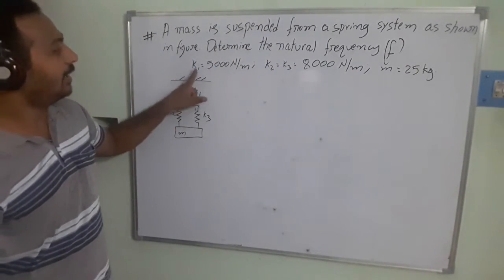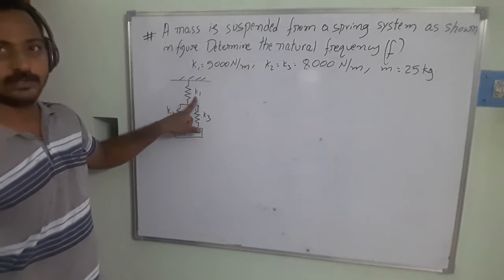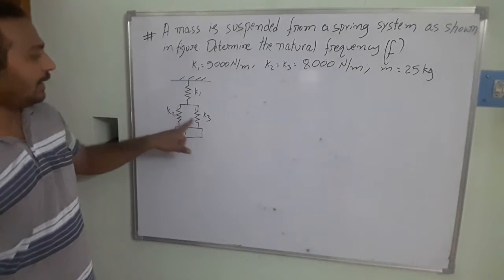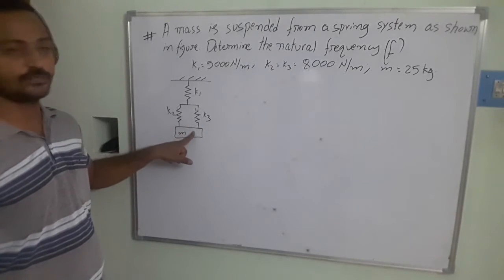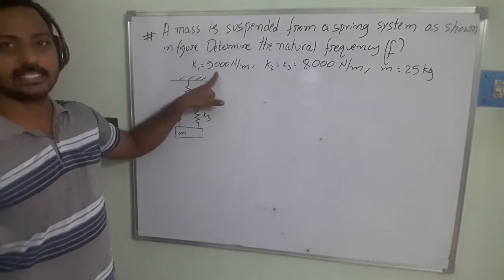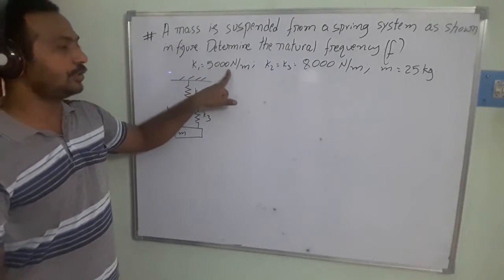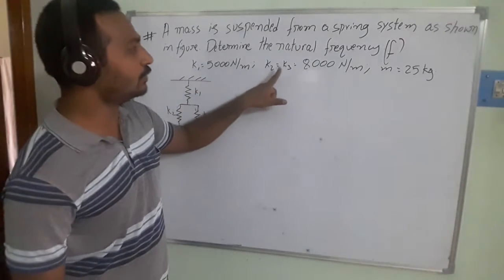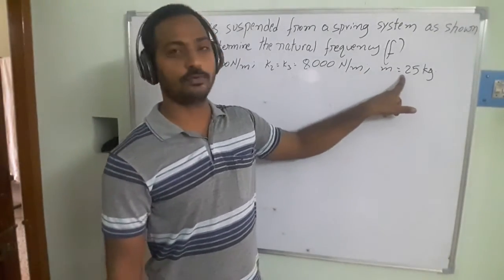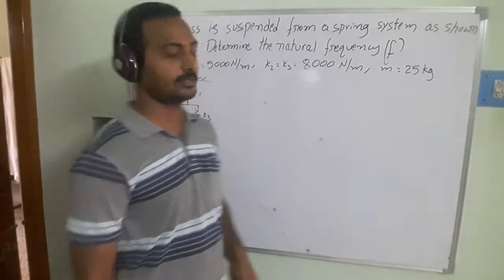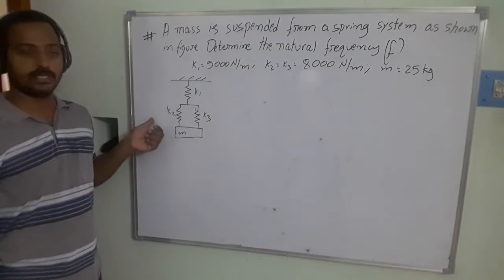He has given the different springs. K1, K2 and K3 are the spring constants and M is the mass of the system. The numerical values provided are: K1 is equal to 5000 Newton per meter, K2 is equal to K3 is equal to 8000 Newton per meter, and the mass M is equal to 25 kg.